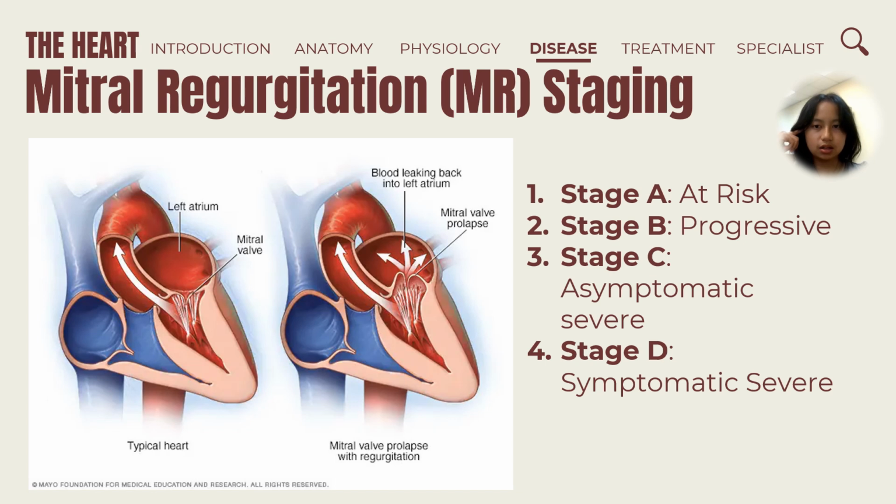After that, stage C, which is the asymptomatic severe stage. There are no heart valve symptoms, but the valve disease is severe. And then the last stage, stage D, is the symptomatic severe stage. This is when the heart valve disease is severe and is causing symptoms.